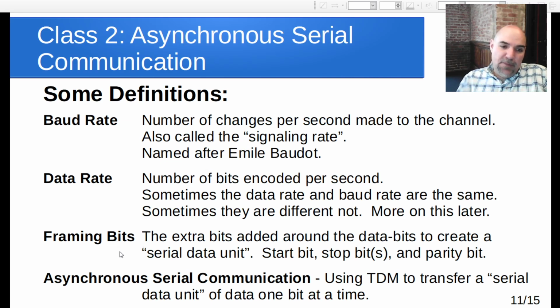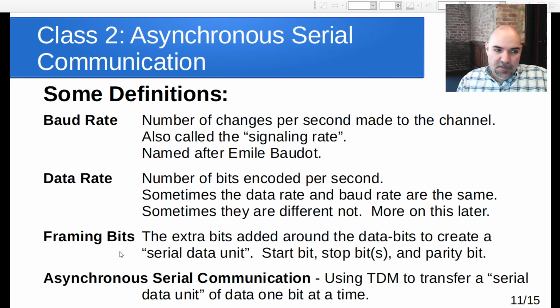All right, also framing bits, I use that term, but those are the extra bits that are added around the data that combine to form a serial data unit. So a serial data unit consists of the start bit, the data, and the stop bits, but the framing bits of that serial data unit are the start bit and the stop bit. And there might be a parity bit. We'll talk more about parity later when we get to the part of this class where we talk about error correction and error detection. Parity is a form of error detection. It's a simplistic form. We'll talk about it.